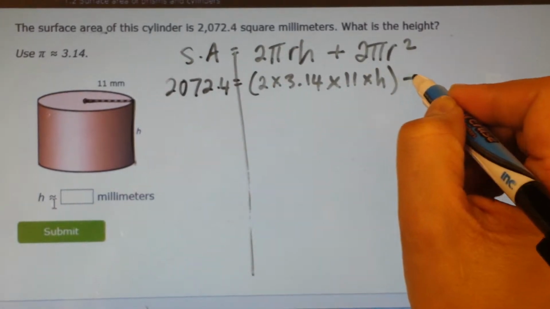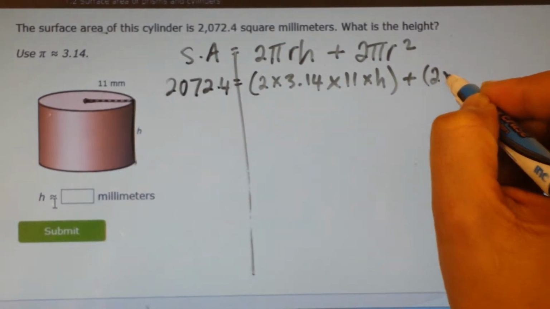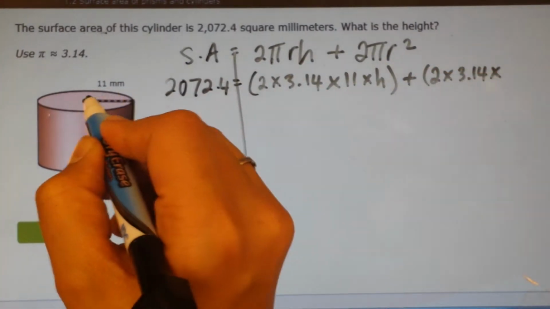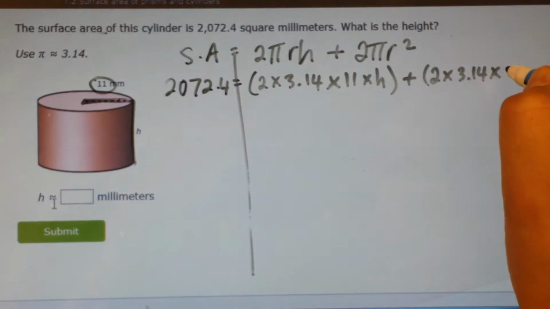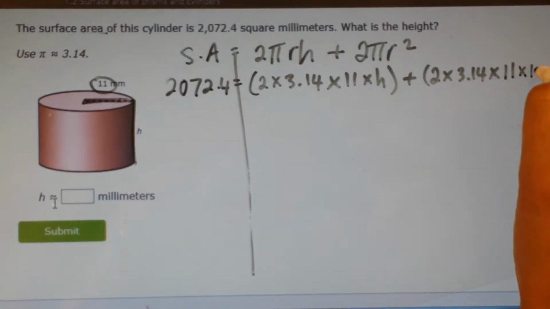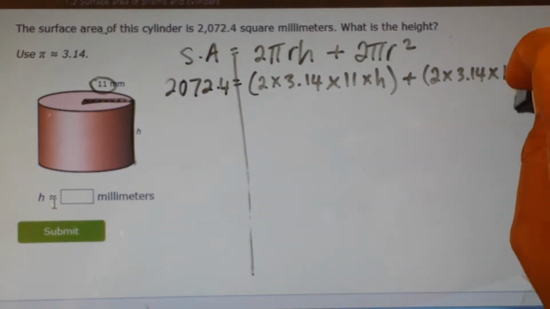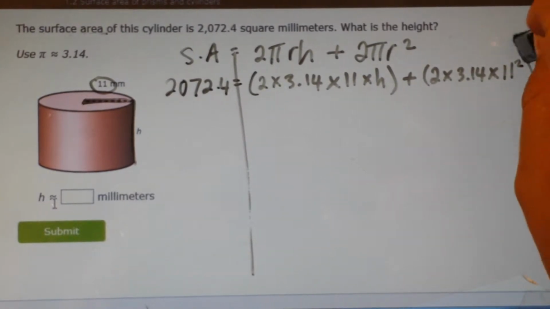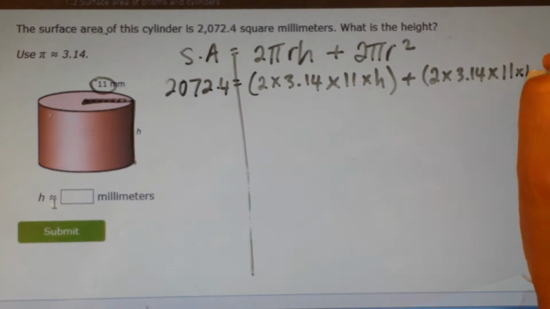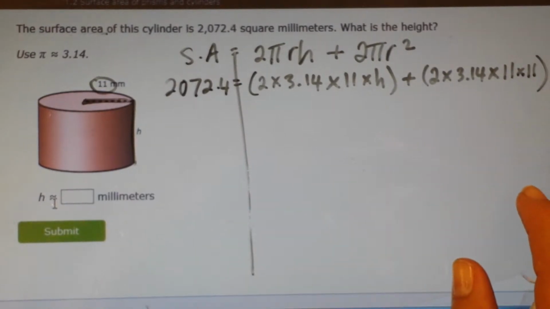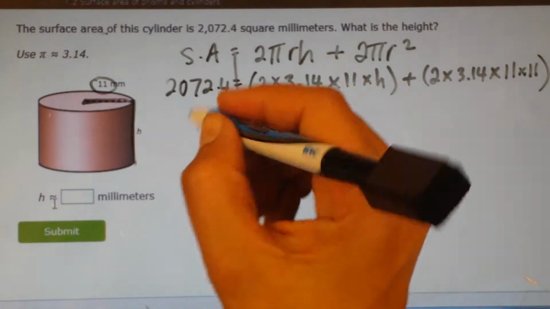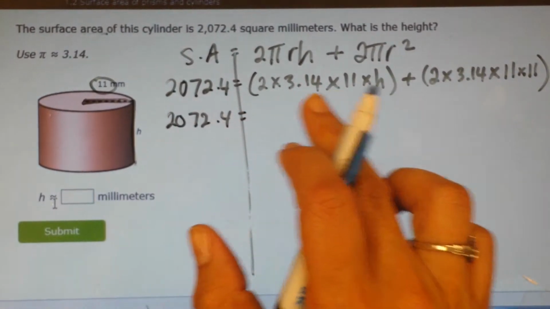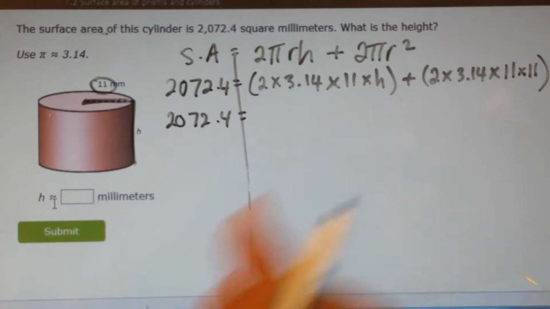Close parentheses, plus, open parentheses, 2 times pi, 3.14, times the radius. Again, the radius is 11 squared, so it's like 11 times 11. Or you can write it down as 11 squared, however you want to do it. I'm just going to write it down as 11 times 11 because then we can put it all in the calculator at the same time. Okay, so then bring everything down. Let's try and simplify this a little bit. 2072.4 equals.